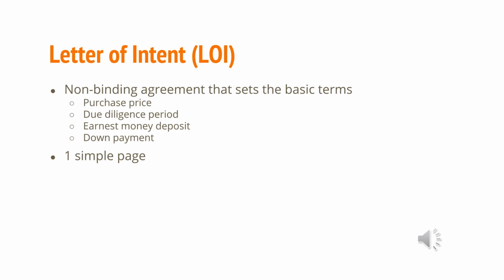What document do I use to make all of these offers? It's called a letter of intent, or LOI for short. Typically, it's a non-binding agreement that sets the basic terms. It's basically a quick and dirty document that lists the purchase price, the due diligence period, the earnest money deposit, the down payment, and what title insurance company you use. It just sets the basic terms before both parties commit to doing the longer purchase and sale agreement, which I will talk about next. But typically it's a one simple page document. As I always state in this course, KISS, keep it simple, stupid.